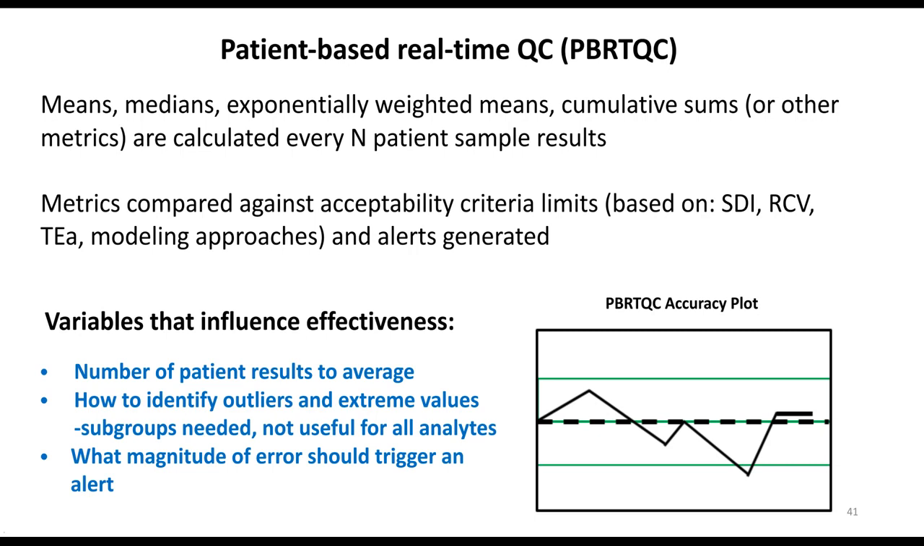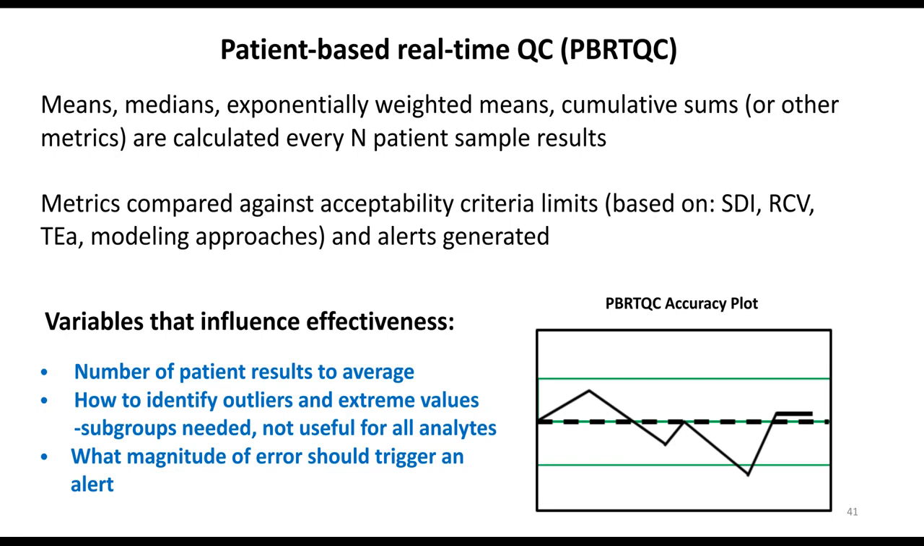In this approach, a variety of ways to evaluate patient results on an ongoing basis can be used, such as moving patient means, medians, exponentially weighted medians, cumulative sums, or other types of algorithms. These patient metrics are calculated after a defined number of patient results are reported, like 40 patient results, for example. The metric results are then compared against acceptability criteria based on allowable total analytical error, SDI limits, or other modeling approaches.